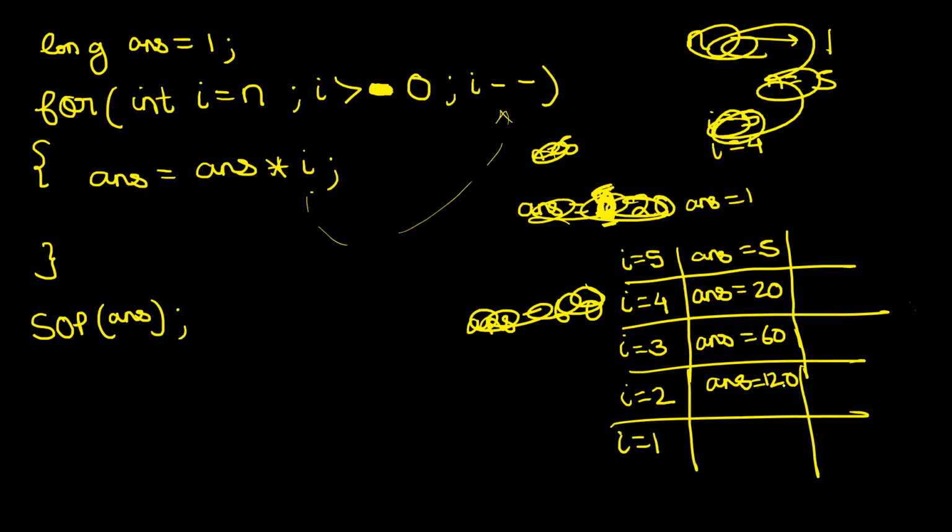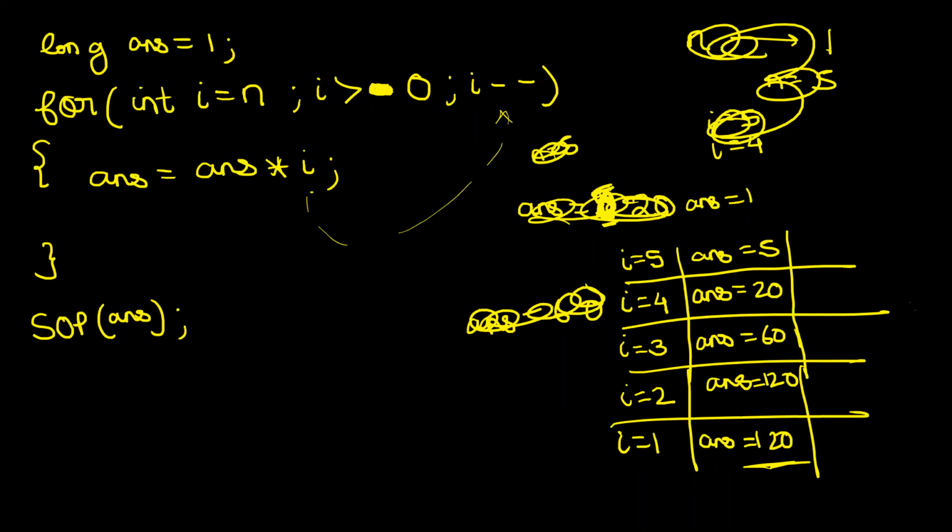Okay. So when I multiply 1 to my answer, what will happen? i is equal to 1. Answer was 120. You multiply 1 to it. So answer will still remain 120. And then the value of i will decrement. i will reach 0. 0 greater than 0 will be false. So I just come outside the for loop. And when I come outside the for loop and I print the value of answer, it will be 120, which is the factorial of 5.